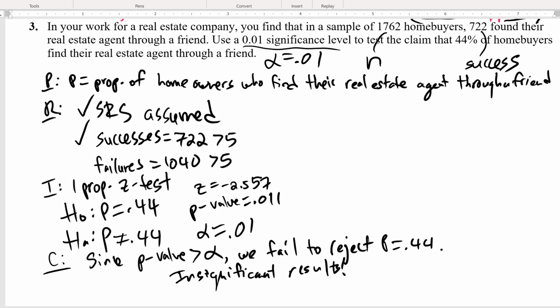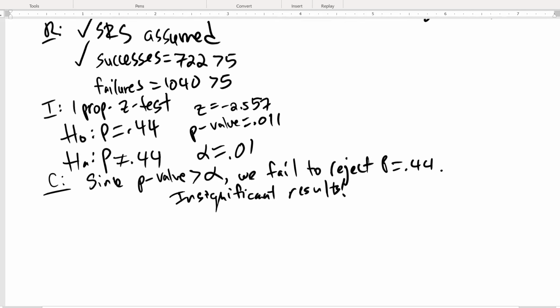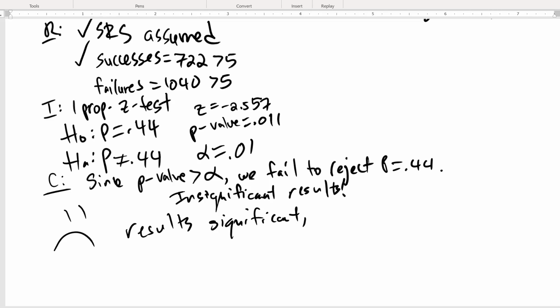Well, what do we do? We don't just say it's close enough, we'll just reject it. What you could do is increase the sample size. If I saw this probability and I had a larger sample size, that would change the results. If you want significant results, we could change the alpha, but that basically opens us up to the probability of being wrong. So that's not something we necessarily want to do.